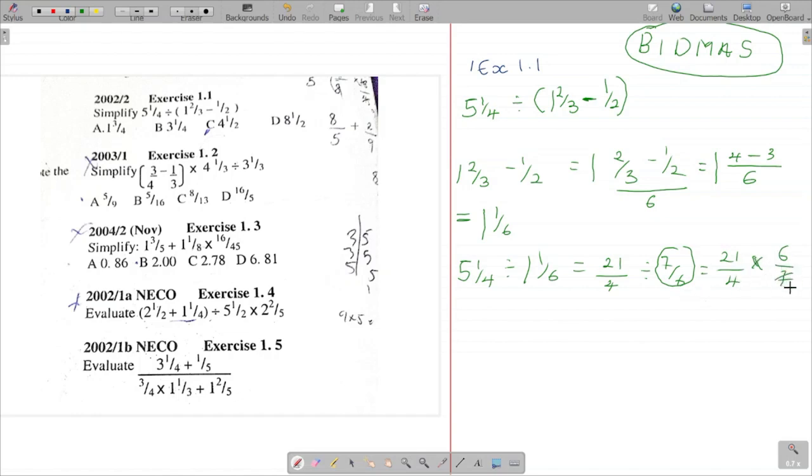Now we divide. 7 here, 1. 7 here is 3. 2 here is 2. So we have 3 times 3, which is 9 over 2. So now 2 divided into 9 is 4 whole number, 1 over 2. And this is it. So our final answer for exercise 1.1 is C, which is 4 whole number 1 over 2.